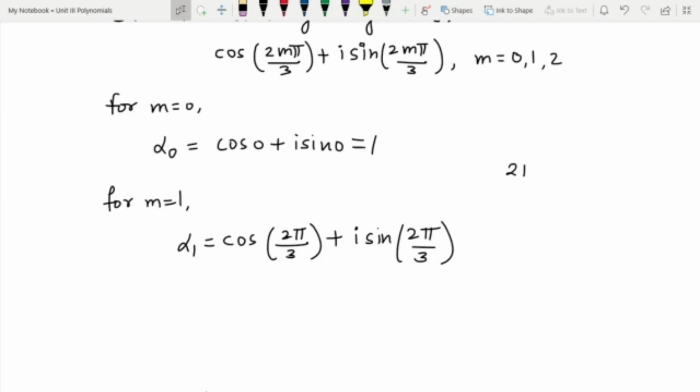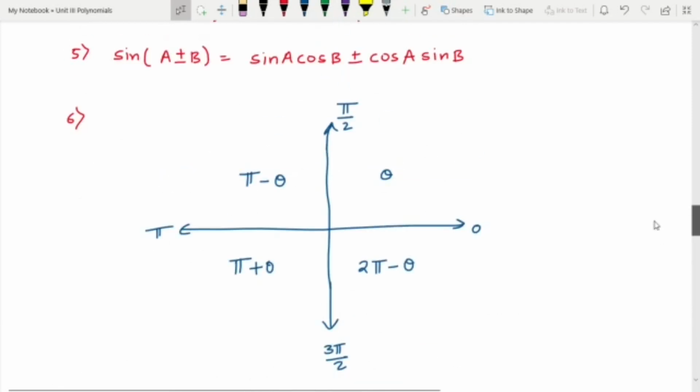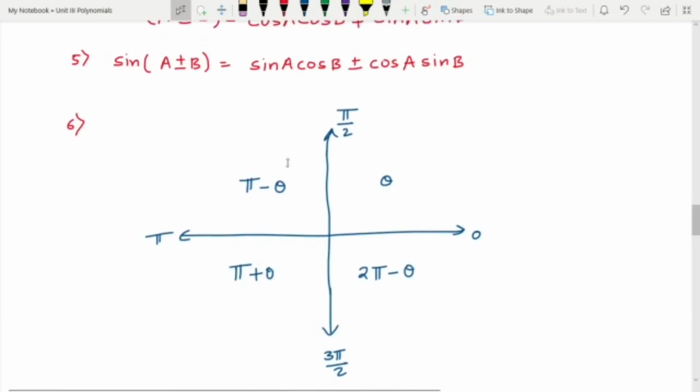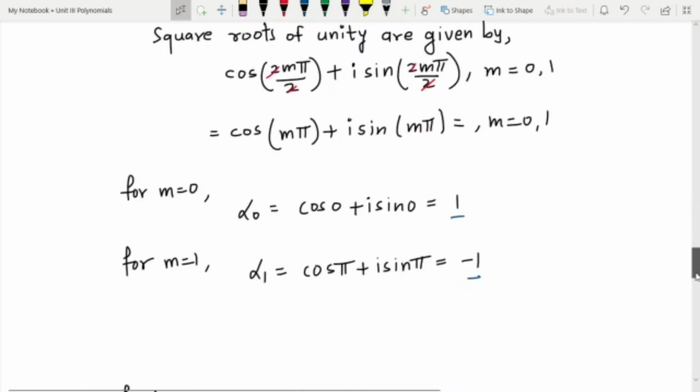So then we have to think, where does this 2 pi upon 3 lie? So if you think of 2 by 3, so what is 2 by 3? 0.666, I guess. So it lies in which quadrant? So it lies over here, right, in the second quadrant. So we are going to write 2 pi by 3 actually in the form of pi minus theta.